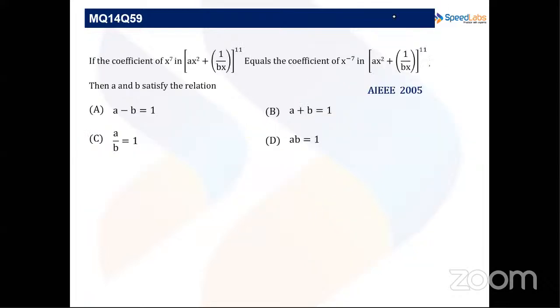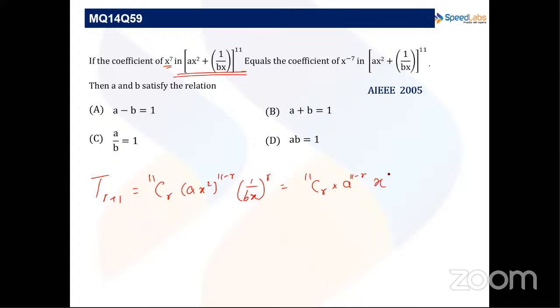Our next question is, we are given if the coefficient of x to the power 7 in the expansion of ax square plus 1 upon bx to the power 11 equals the coefficient of x to the power minus 7 in the expansion of ax square plus 1 upon bx to the power 11, then a and b must satisfy the relation. So we have to find the general term of this. So r plus 1 term will be 11cr ax square to the power 11 minus r and 1 upon bx to the power r. That will be 11cr into a to the power 11 minus r x to the power 22 minus 2r into b to the power minus r and x to the power minus r. So that will be x to the power 22 minus 3r. And we have to find the coefficient of x to the power 7th term. This implies that 22 minus 3r should be equals to 7.